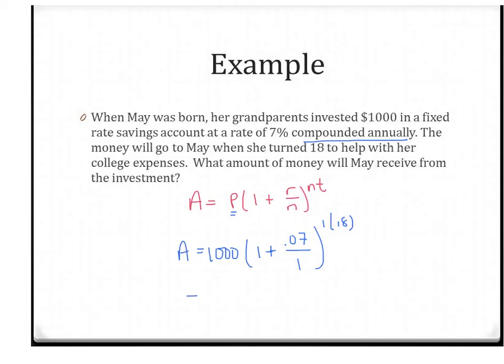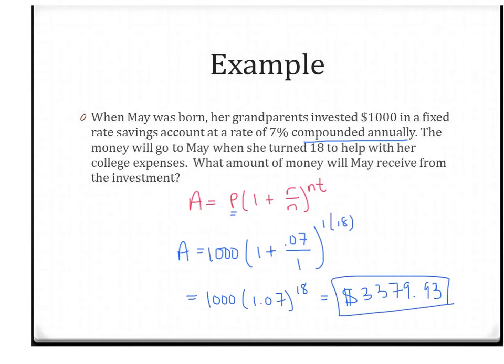So before I put that in my calculator, I'd probably do a little bit of cleaning it up. 0.07 divided by 1 is just 0.07. Plus 1 is 1.07. And 1 times 18 is 18, and that will make it easier for you to type into your calculator. And you should get $3,379.93. Make sure when you're dealing with money that you correctly round to 2 decimals.